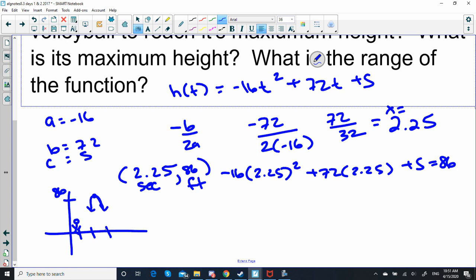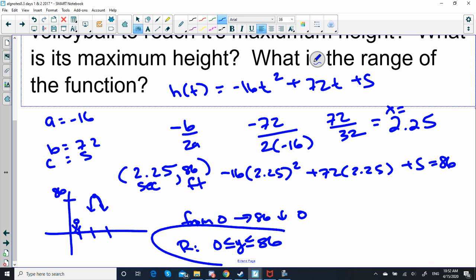Okay, so the range is from 0 up to 86, and then back down to 0. So if I want to talk about the range, it's between 0 and 86. So I can write a compound inequality where it's less than or equal to 86 and it's greater than or equal to 0. So this would be my range because it's between 0 feet on the ground and 86 feet in the air.